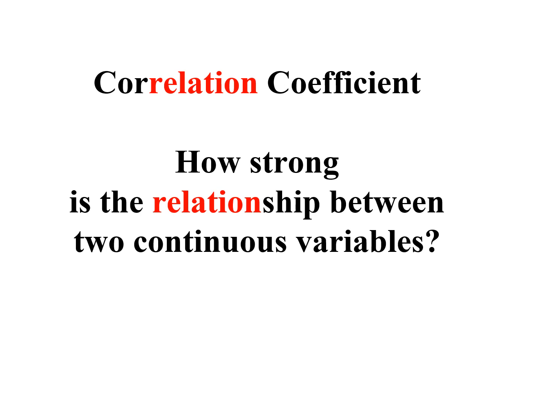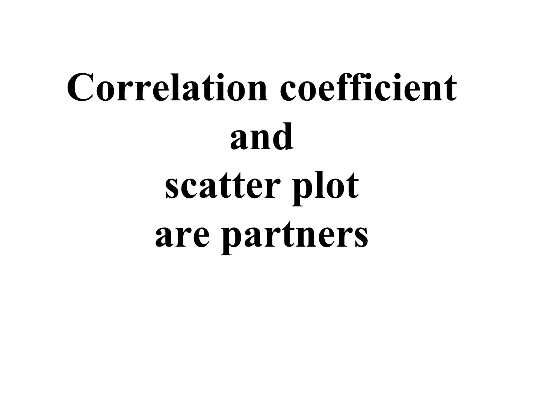You can see the word relation is hidden inside the name of the correlation coefficient. This is a reminder that the correlation coefficient is about the relationship between two variables. When we calculate the correlation coefficient for data, we will usually make a scatter plot too. The correlation coefficient and the scatter plot work together as partners. Together, they can help us understand the relationship between two variables.